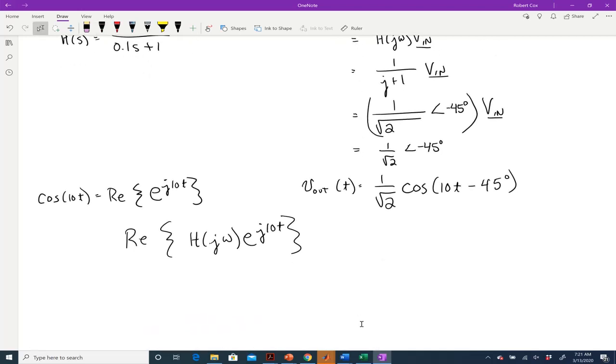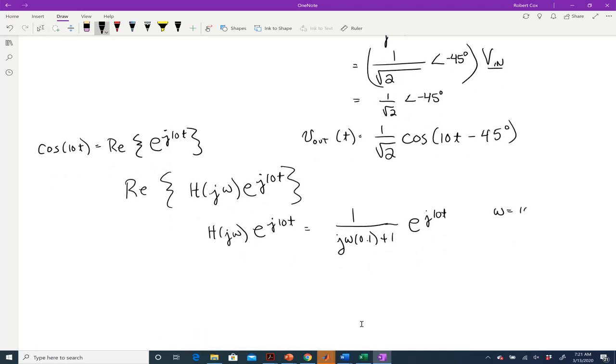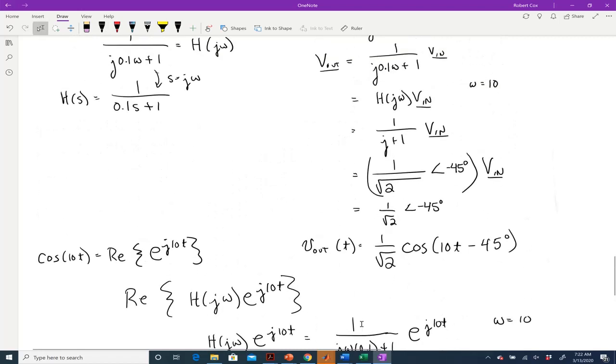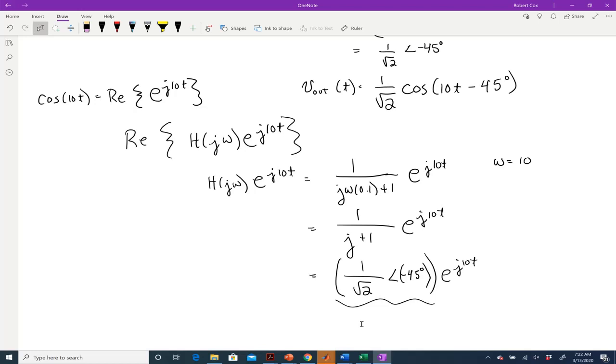So let's try that. All right, so H of j omega times e to the j 10t. If I look at that, I'm going to get from that 1 over j omega times 0.1, plus 1, times e to the j 10t. And we said omega was equal to 10. So I have 1 over j plus 1 times e to the j 10t. Okay. So this we've already done previously. We know this is 1 over square root of 2 with an angle of negative 45 degrees, times e to the j 10t. Notice this result is the same as the output voltage phasor, right? So that's interesting.